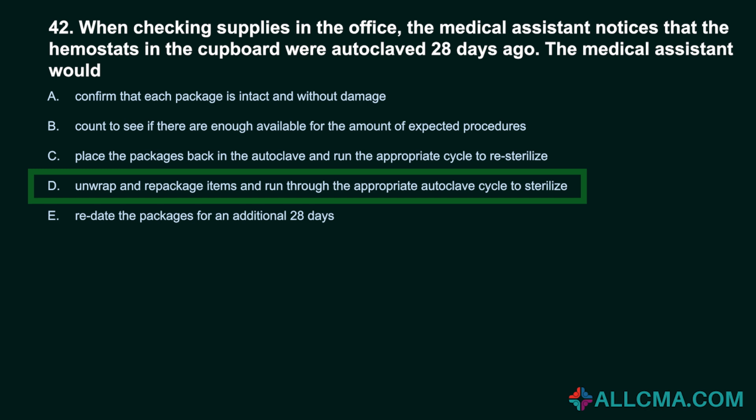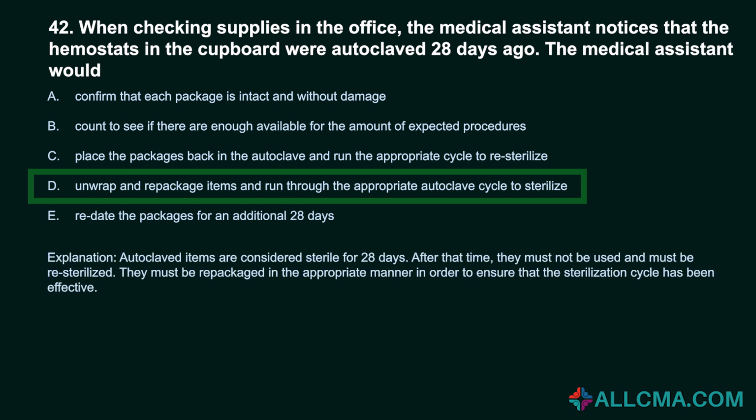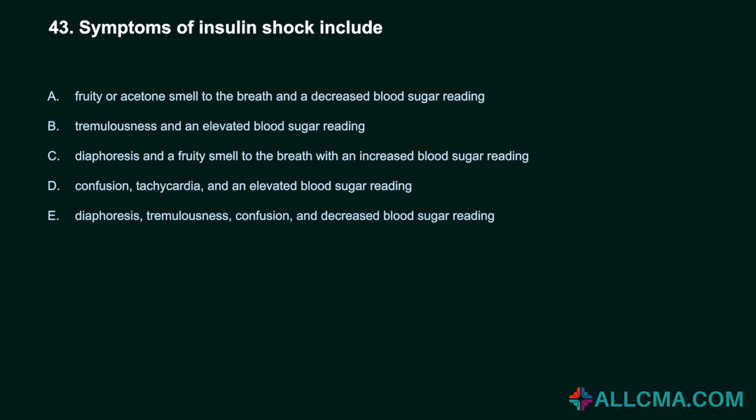Correct answer: D. Unwrap and repackage items and run through the appropriate autoclave cycle to sterilize. Autoclaved items are considered sterile for 28 days. After that time, they must not be used and must be re-sterilized. They must be repackaged in the appropriate manner in order to ensure that the sterilization cycle has been effective.